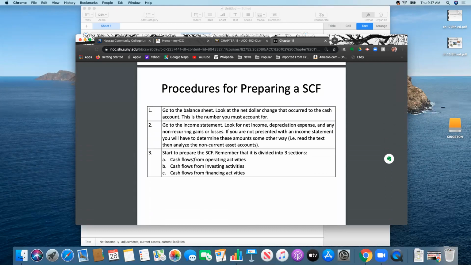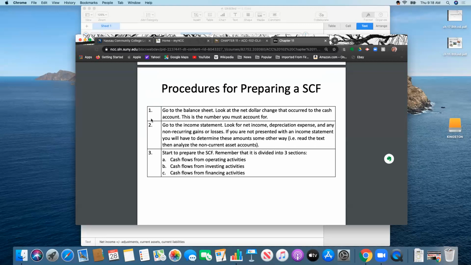So step one, what I like to do, I like to go to the balance sheet and look at the cash line on the balance sheet. And then I look to see whether cash increased or decreased, and how much. I write that number down somewhere. That's the number that I have to wind up with, right? I said here, this is the number you must account for. That's the place you have to wind up.